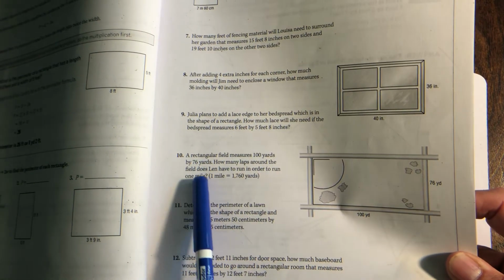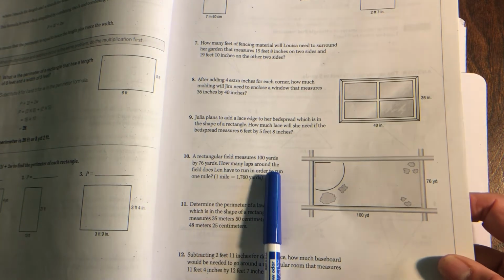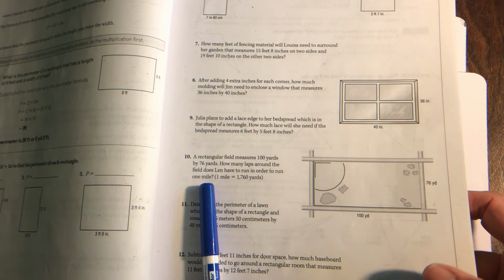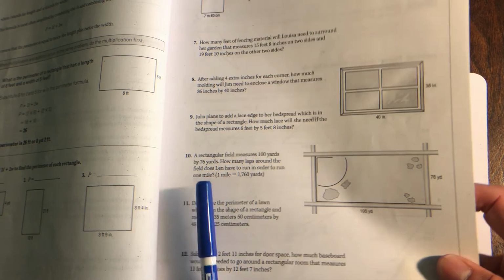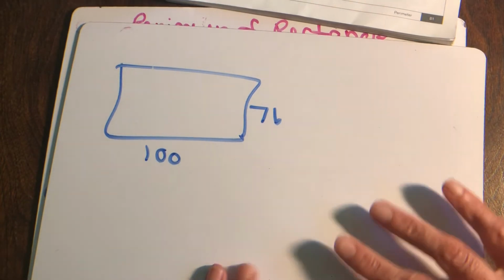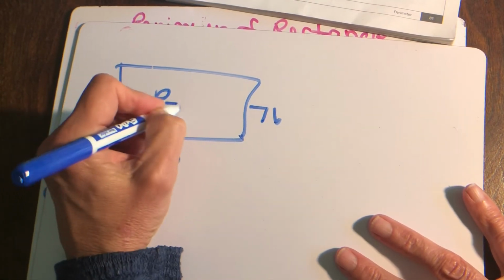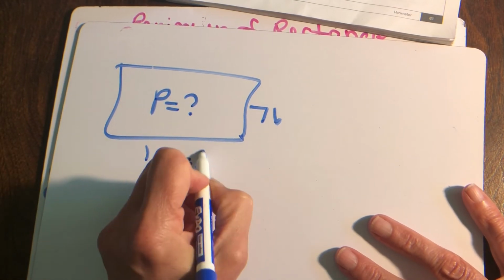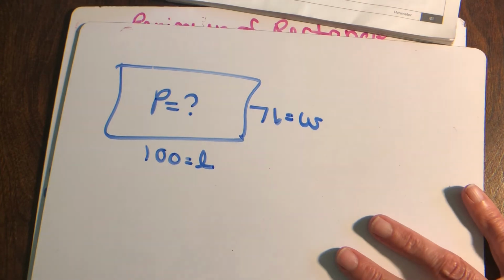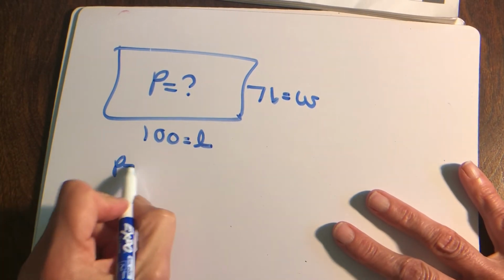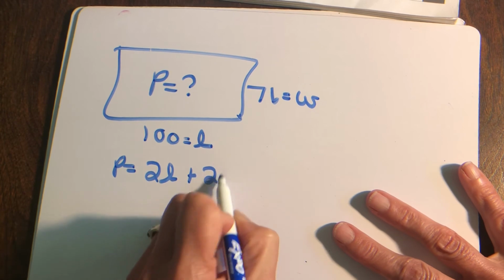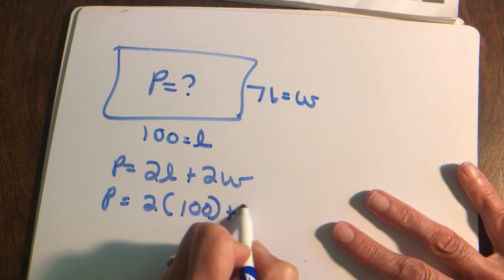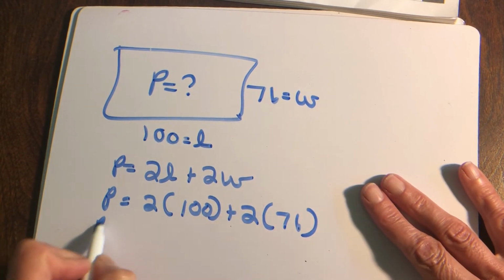How many laps around the field does Lynn have to run in order to run 1 mile? So they didn't ask you for the distance around the field one time. But what you have to know for this is you still are going to need to go find the perimeter of 1 lap. Okay? So we know that this is the length and this is the width. Hopefully you've already got yours labeled. We're going to write our formula, and I'm going to work this pretty quickly so that we don't run out of time here. Keep your P, put your numbers in, plug and chug, do your math.